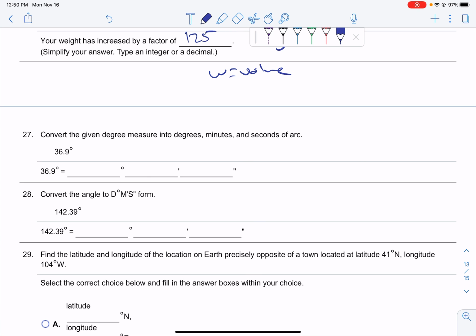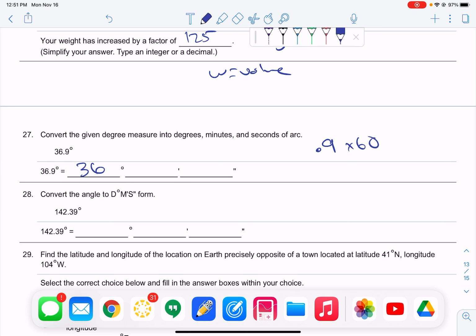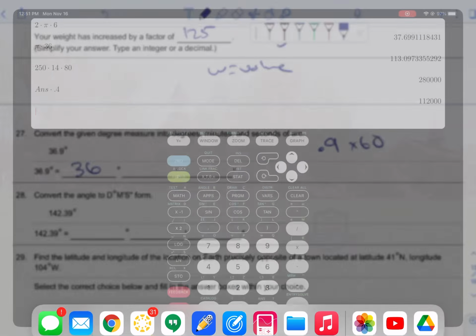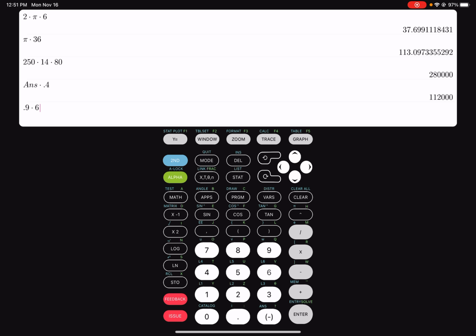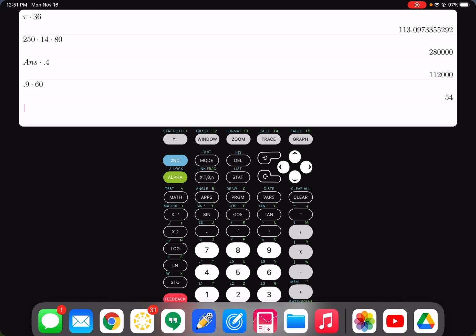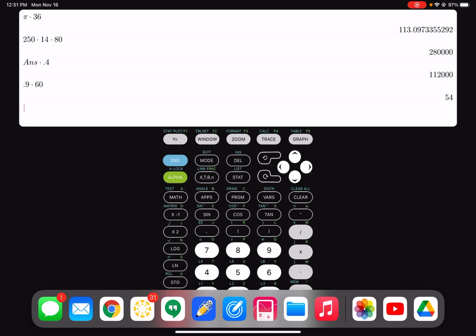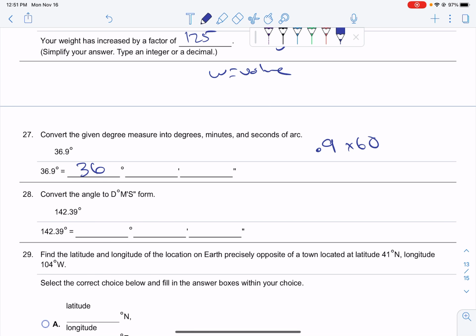Number 27, convert the given degree measure into degrees, minutes, and seconds. Okay, so 36.9 becomes 36 degrees. I take that 0.9 and multiply it by 60 to get my minutes, and I get 54. So I would get 36 degrees, 54 minutes, and 0 seconds.